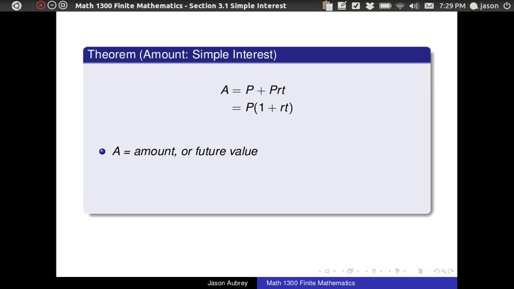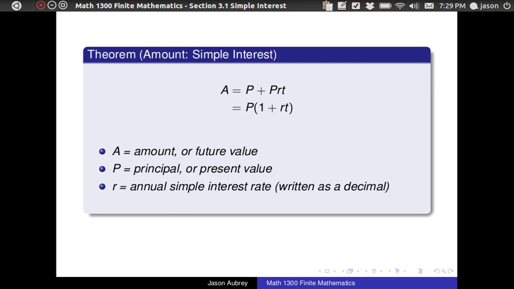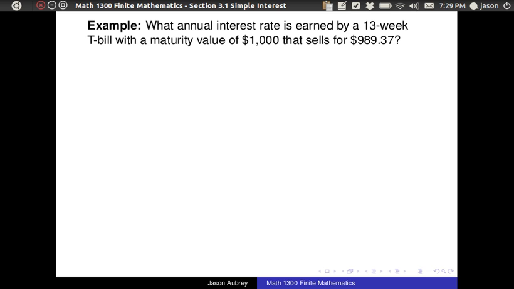It's also called the future value. We'll use the phrase future value a lot more in the future. P is the principal, or now we'll start to also use the phrase present value. And then R is the annual simple interest rate, also again written as a decimal. And of course T is the time in years. All right, so let's see an example here of using this formula.